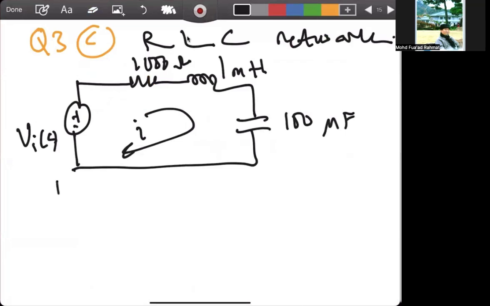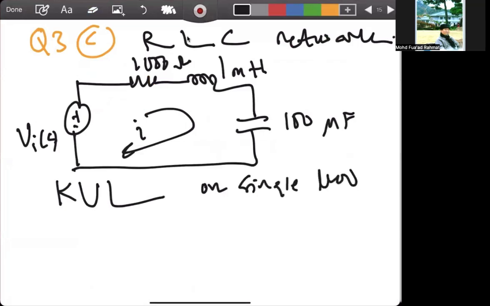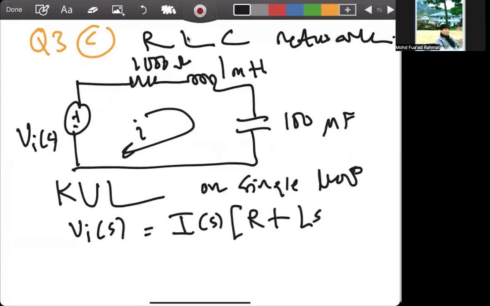Okay, so using Kirchhoff voltage law on a single loop, you will get VI, IS, R over LS over CS.